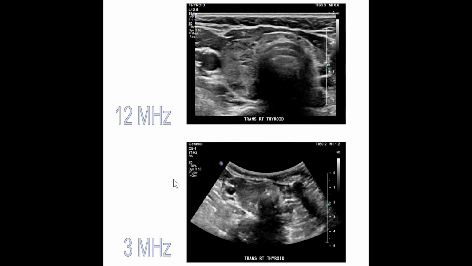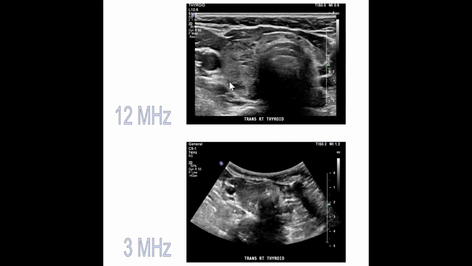To further exemplify why we don't just use low frequencies on everybody, I'm switching now to the neck. The neck is a relatively small structure in the body. Therefore, we don't need as much penetration. So we have a 12 megahertz image on top, and using the large curved linear transducer, we're probably using about a 3 megahertz wave on the bottom. These are both of the same organ.